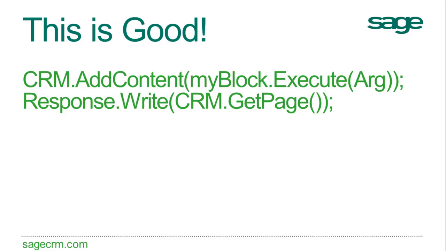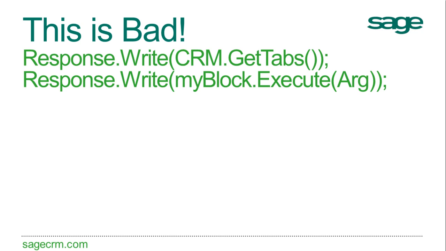If you're looking at classic ASP page-based customizations that have not been updated since Sage CRM 7.1, then do look at the way in which pages are rendered. To ensure classic ASP pages correspond to themes correctly, you must use the add content and get page methods. The correct style references will only be made in the HTML generated by the add content and get page methods. The older style of using get tabs should no longer be used.